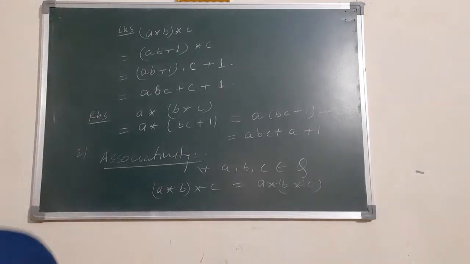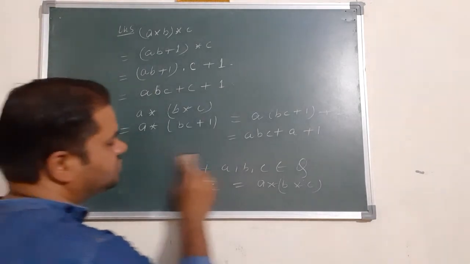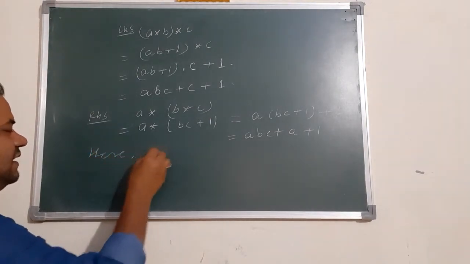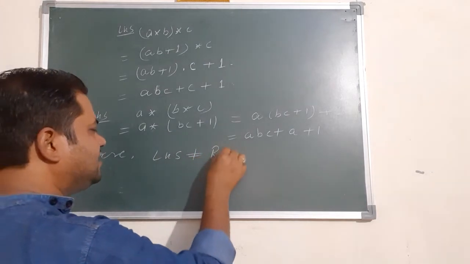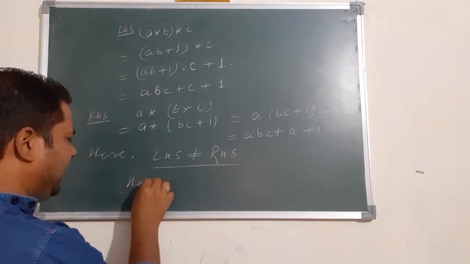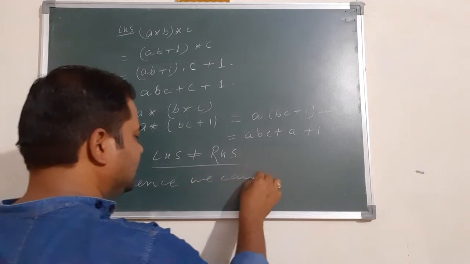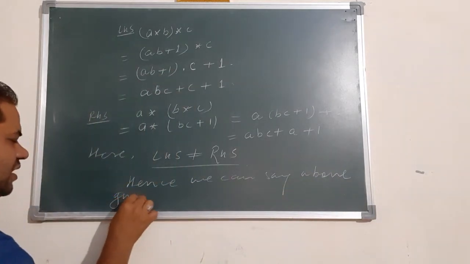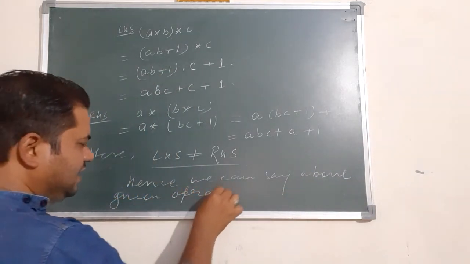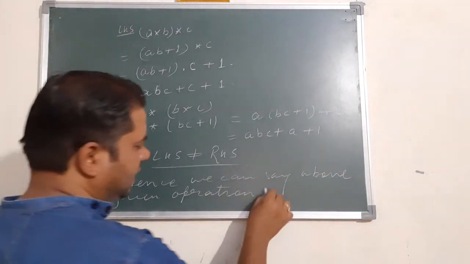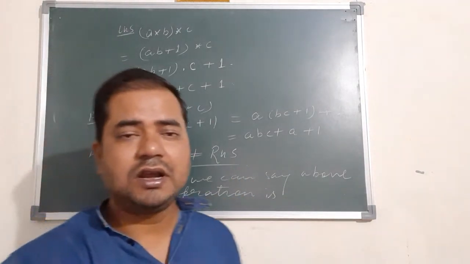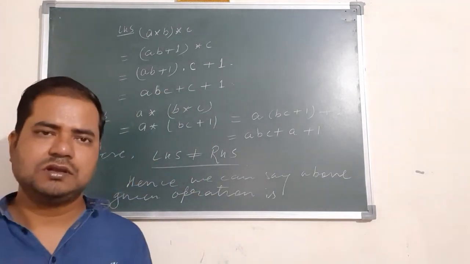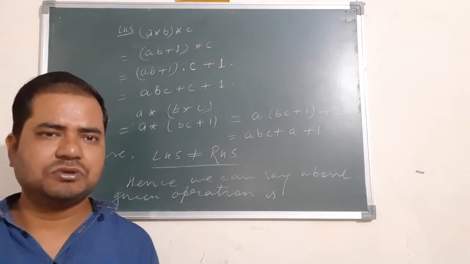What do you see here? You see LHS does not equal RHS. LHS does not equal RHS. Hence, we can say the above given operation is commutative but not associative. That means this is commutative but not associative. So you may understand this thing. Okay, so please note it down.